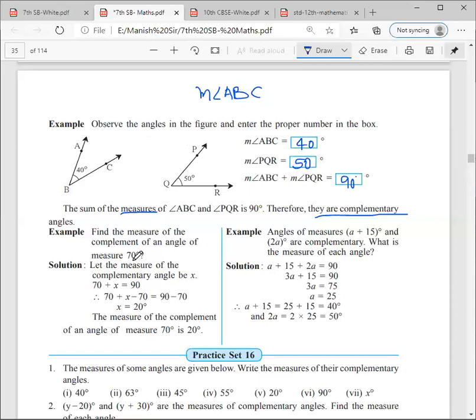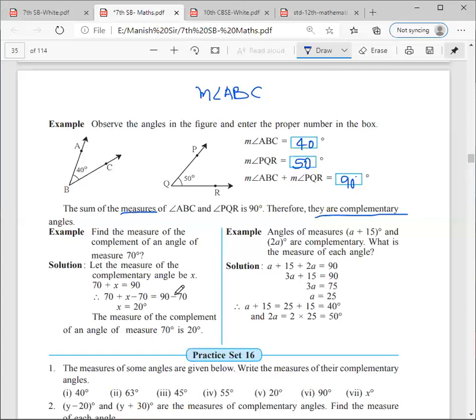They have given one angle, that is 70 degrees. We need another angle, the complementary part. So we will take it as x. Very, very simple. We will take it as x, add 70 plus x, and write that is equal to 90 degrees because of the complementary angle.